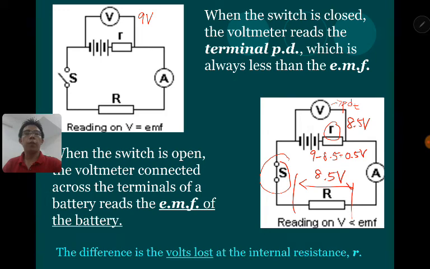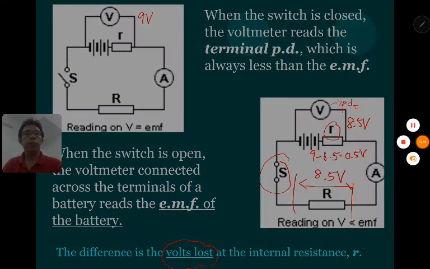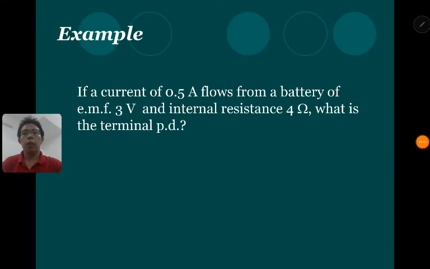Alright, so this difference in the volts, which is the 0.5 V, we say that it is the volts lost in the internal resistance. So notice this word, it is always used in the exams. So that is the volts lost. Alright, let's look at one example here.